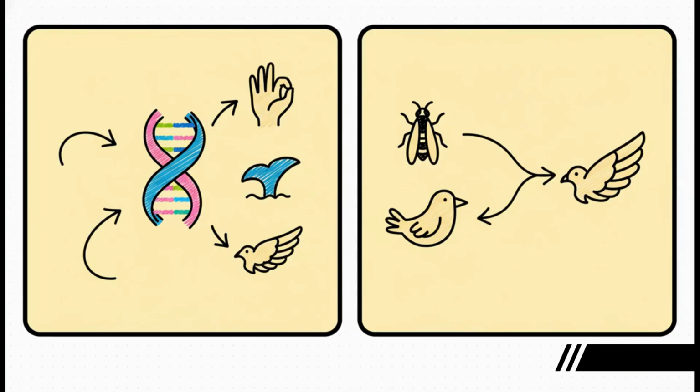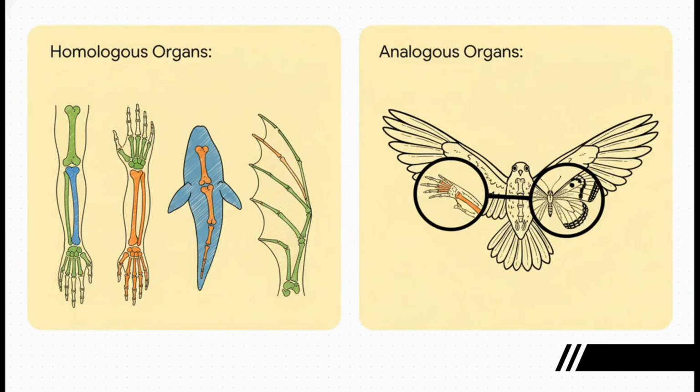We've got two completely different patterns happening here. On one side, you have one basic blueprint that leads to a whole bunch of different forms. And on the other side, you have totally different creatures that somehow end up with a very similar result. These two patterns have very specific names, and you absolutely have to know them for your exam. Let's define them.